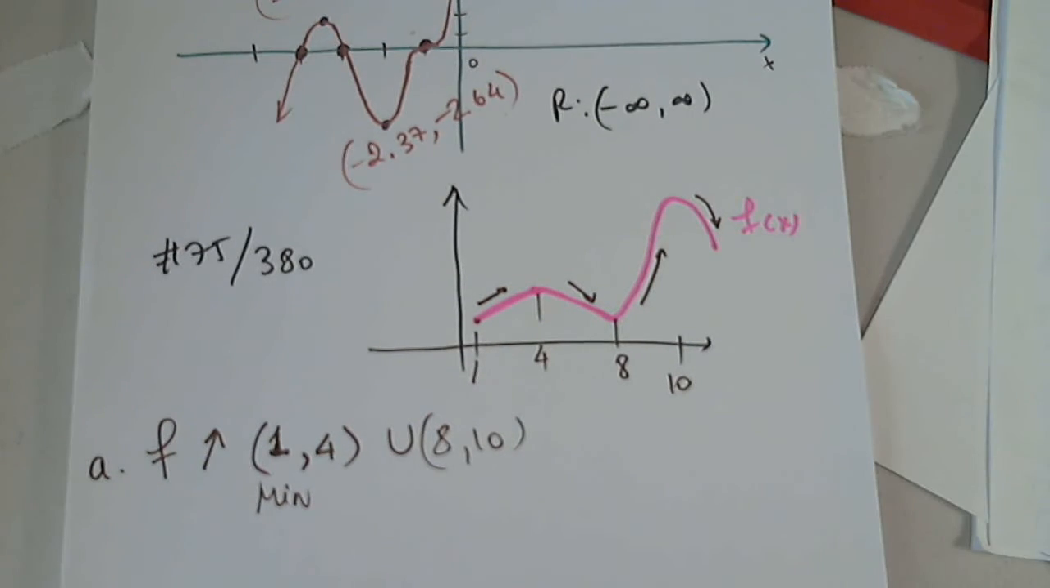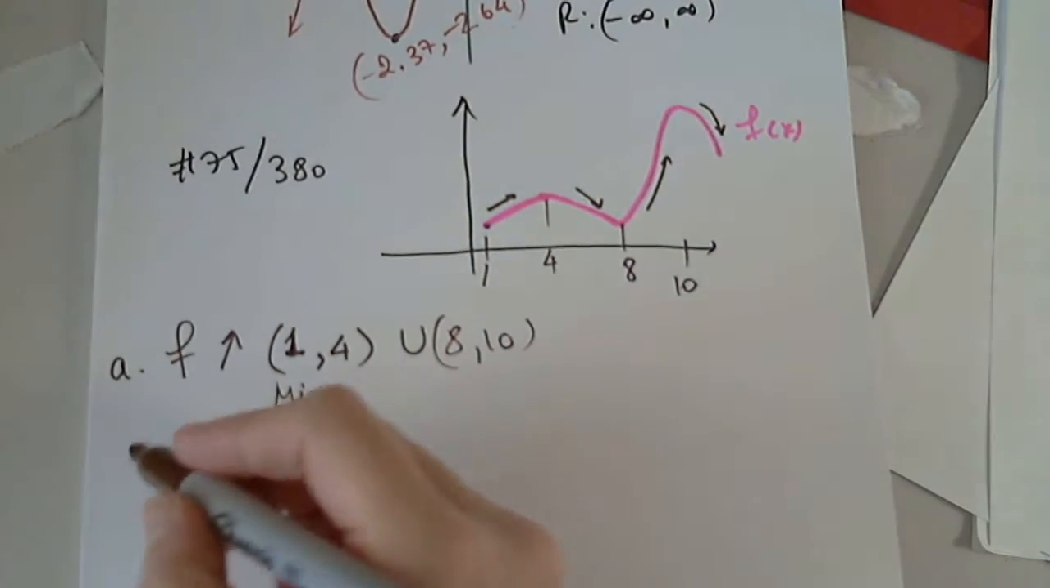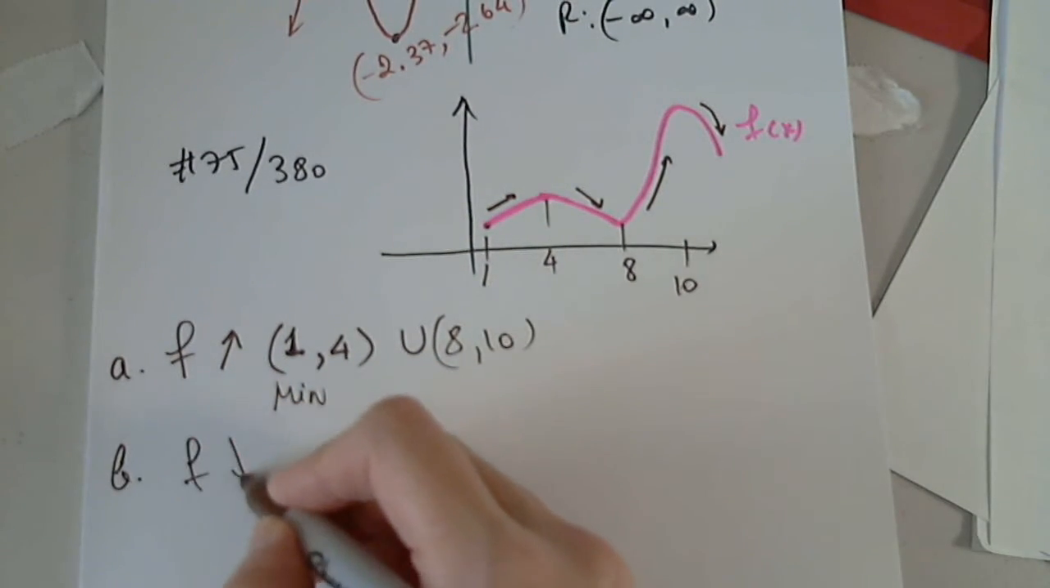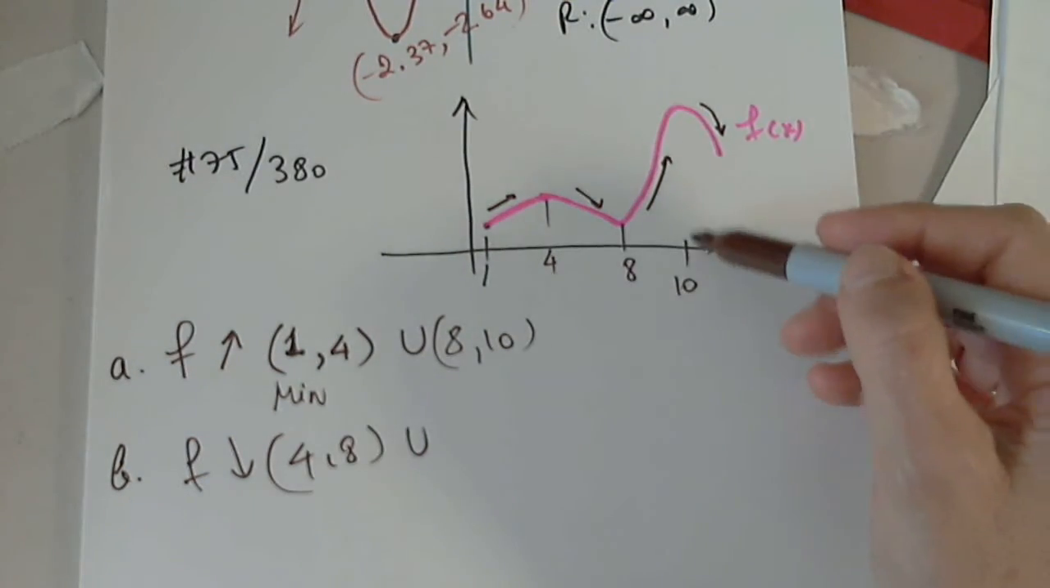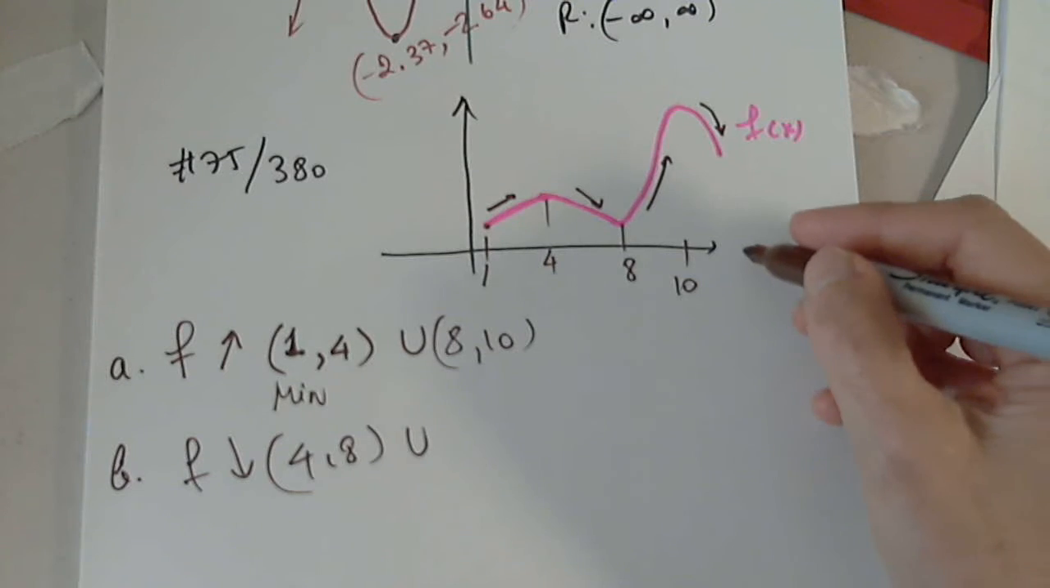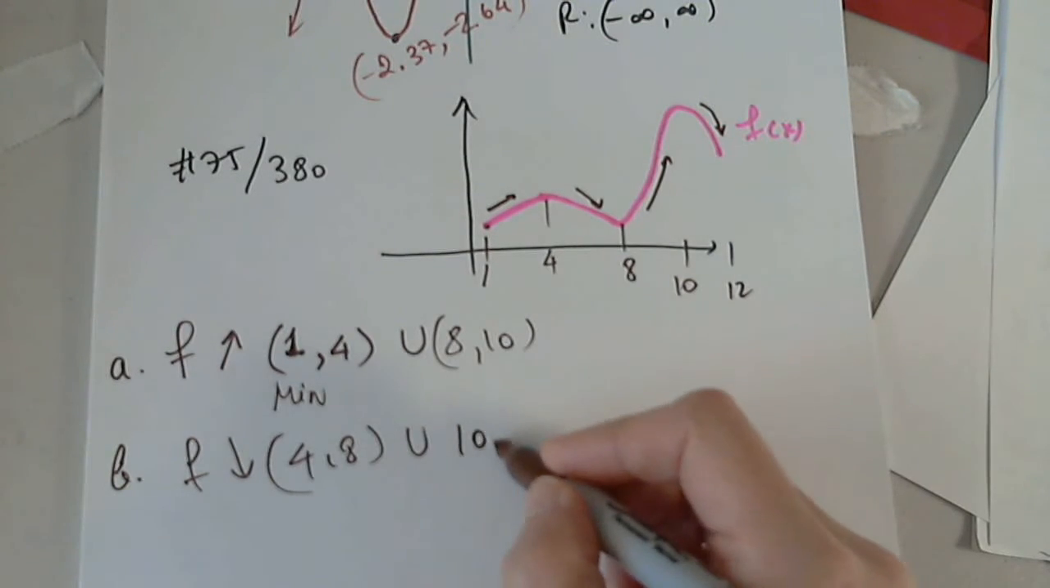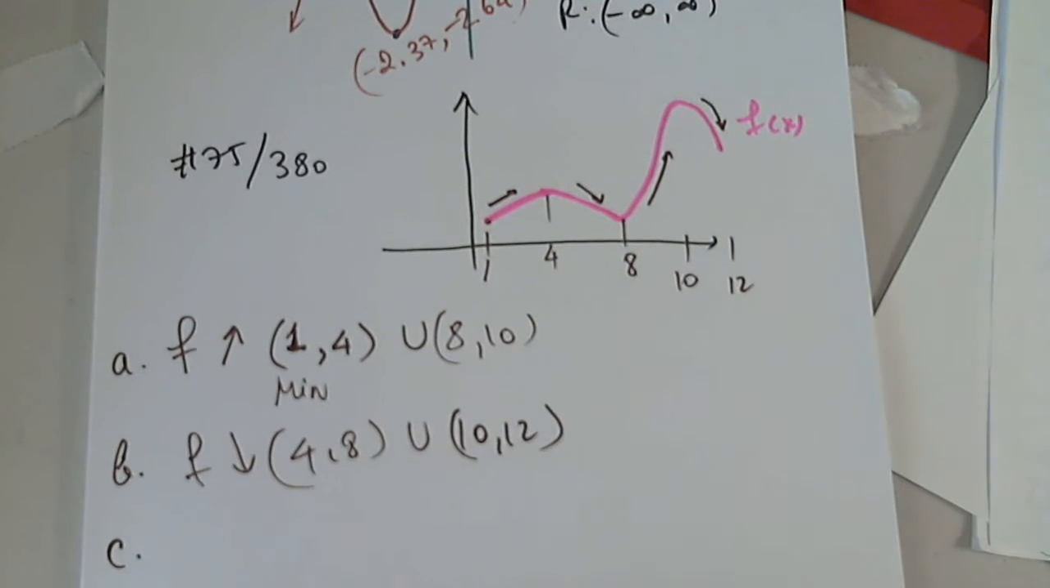Part B, for which time periods was the woman's heart rate decreasing? Very clear from here. F is decreasing between 4 and 8 minutes. Union, 10 and 12. 10 and 12.